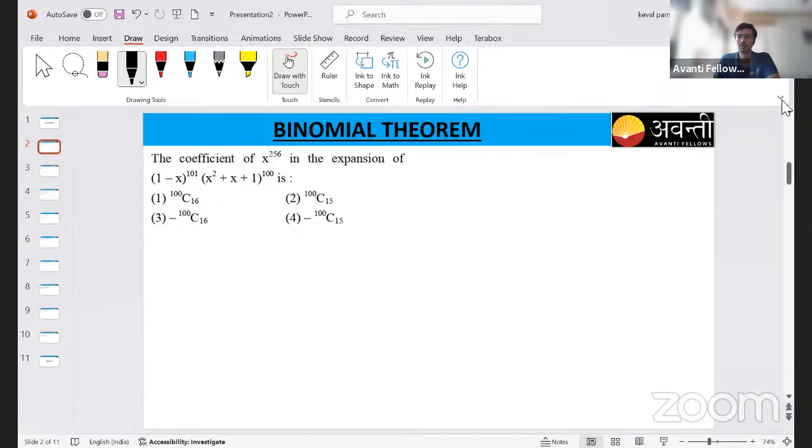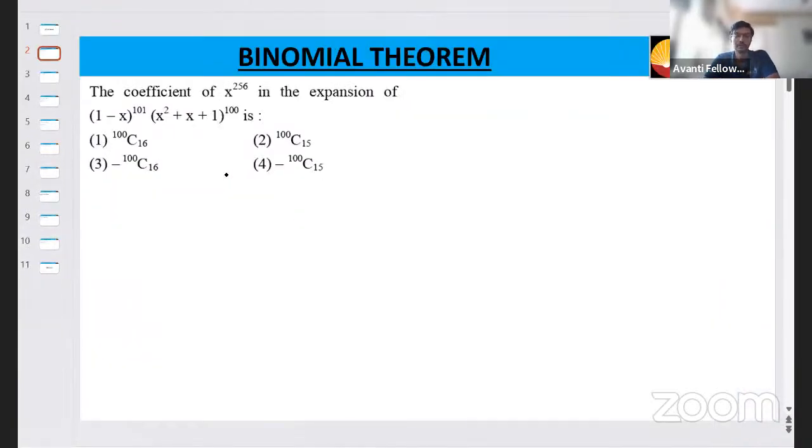The coefficient of x raised to the power 256 in the expansion given here. Let's see how to solve it.